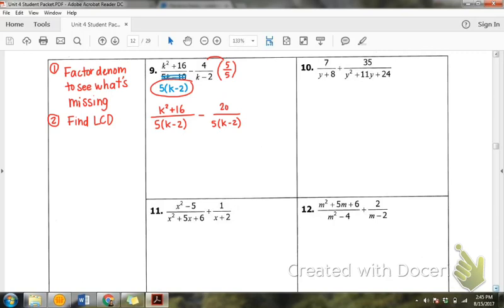Okay, now we have this thing called LCD. LCD means least common denominator. Do you agree that this is your LCD right here? This is your LCD, right?